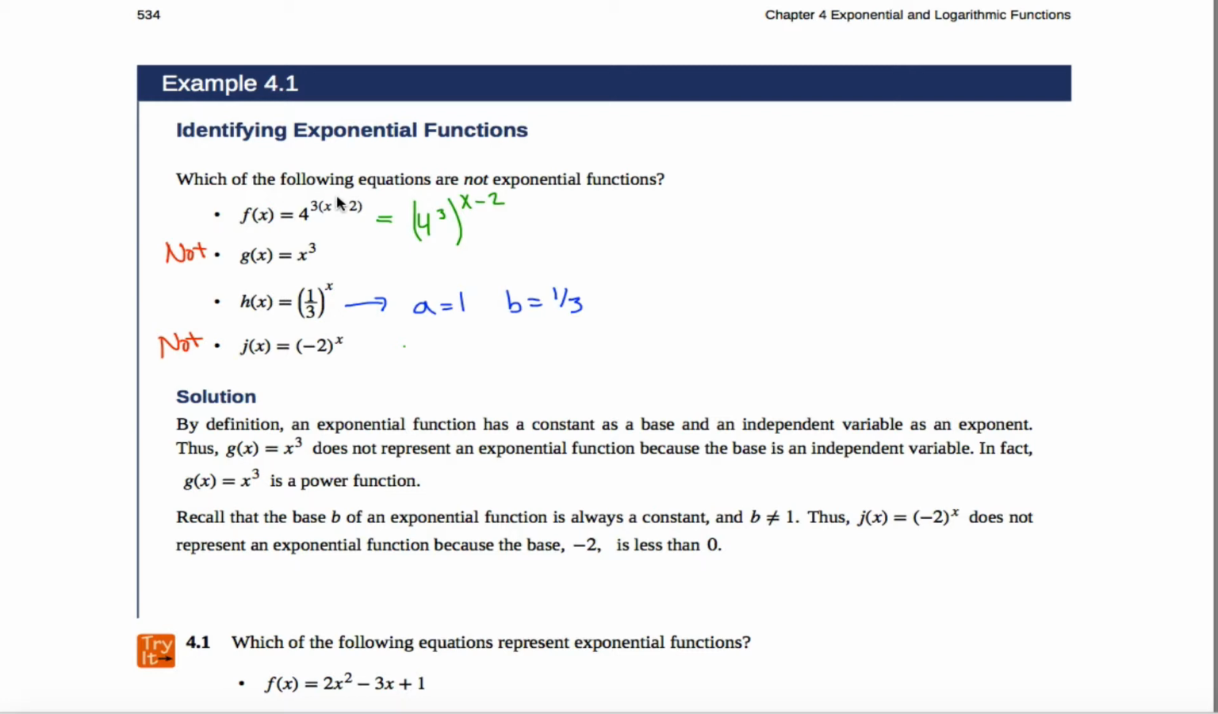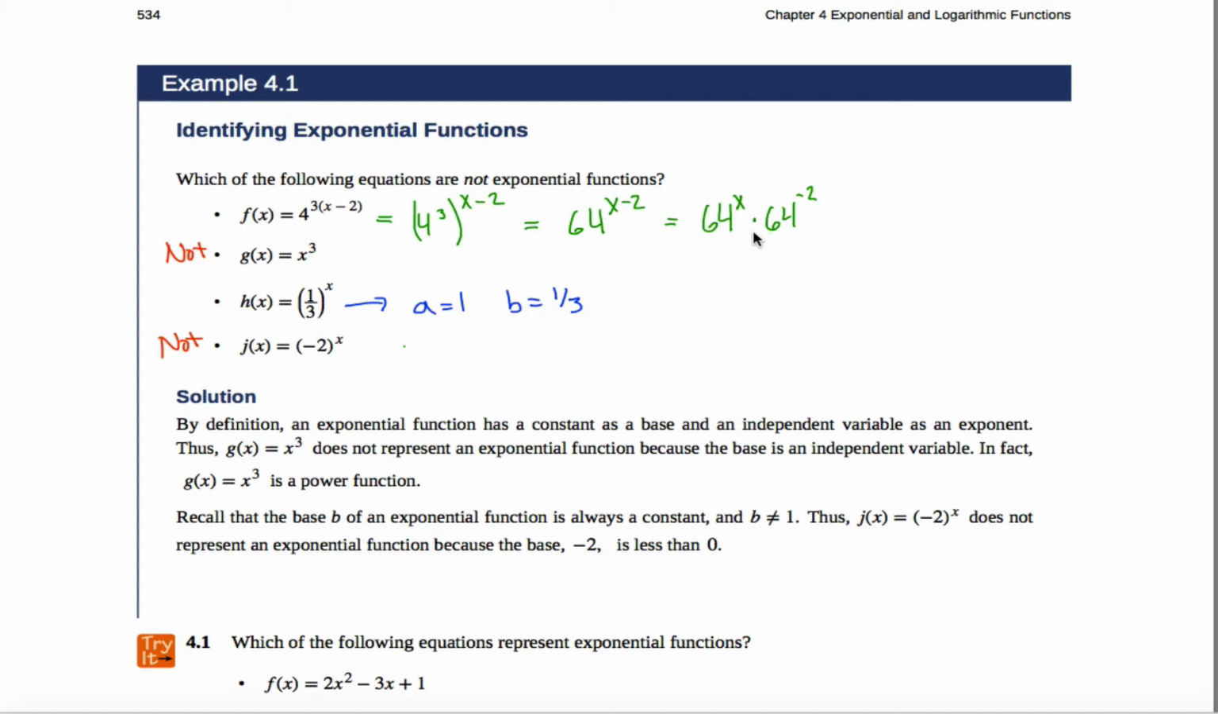And if this equals this, then this must equal this. And the advantage of this form is 4 to the 3rd power, 4 times 4 times 4, is 64. So really, what is given to me here is 64 to the x minus 2 power. But this still doesn't fit the form a times b to the x power. However, I could say that this is 64 to the x power times 64 to the -2 power.